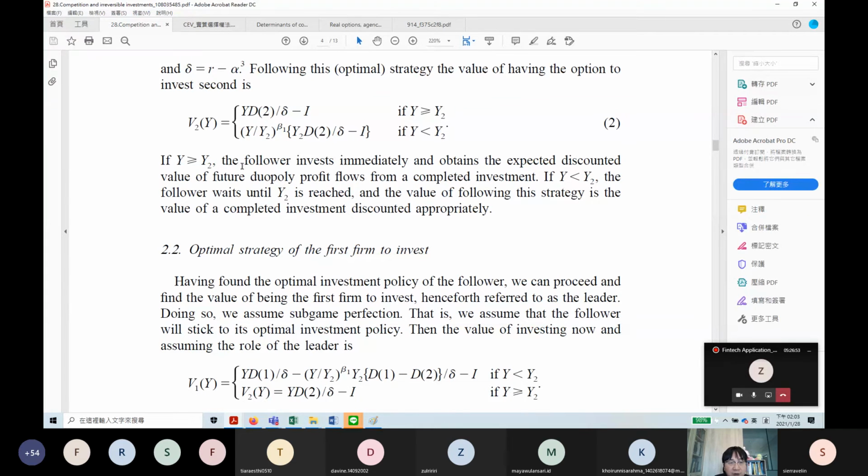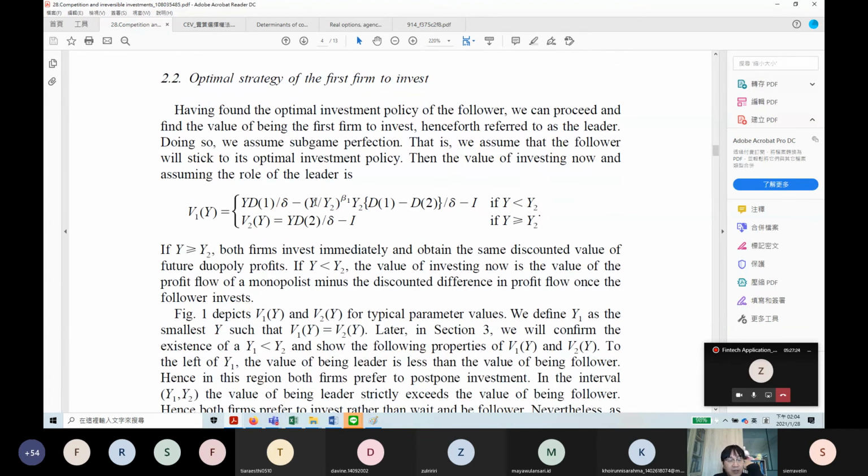Okay, so you can check the follower invests immediately and obtains the expected discounted value of future operating profit flows from complete investment. If Y does not satisfy the criterion, the follower waits until Y2 is reached. The follower's value is the value of complete investment, discounted appropriately. Next we discuss the leader value.